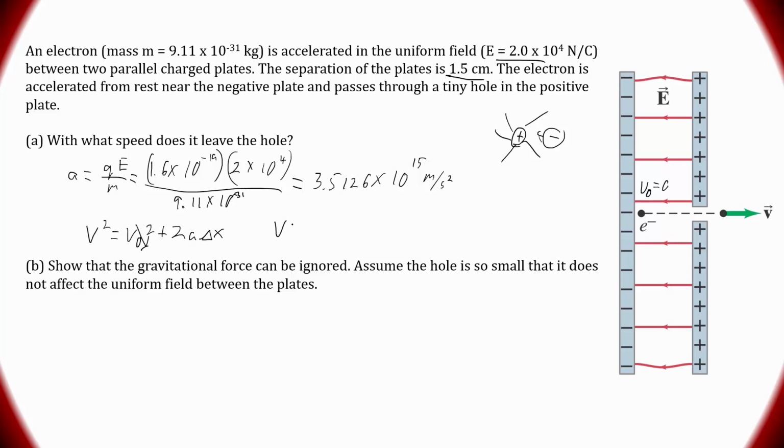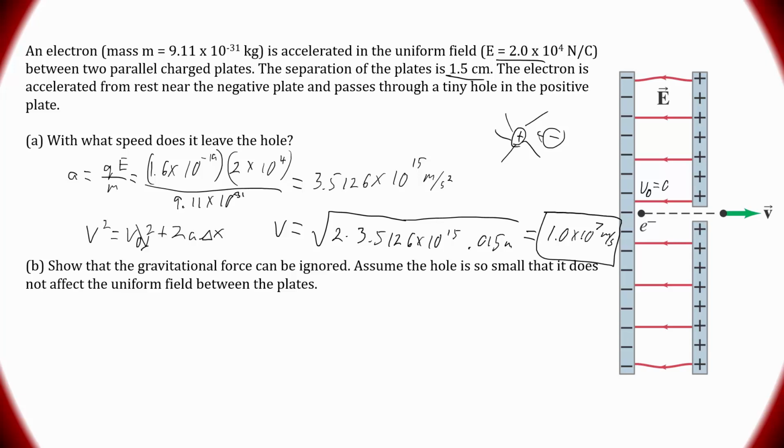Our final velocity is going to be the square root of 2 times our big fat acceleration, 10 to the 15th, times the delta x, which is 1.5 centimeters, 0.015 meters. And all of that works out to be 1.0 times 10 to the 7th meters per second. So we can accelerate electrons quite quickly.